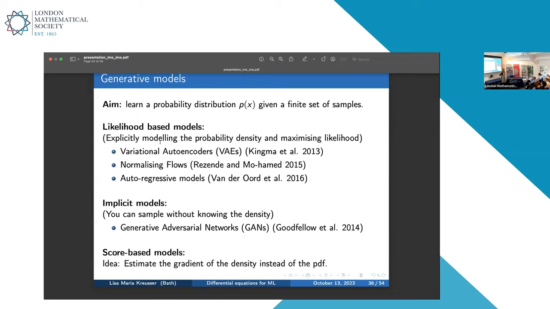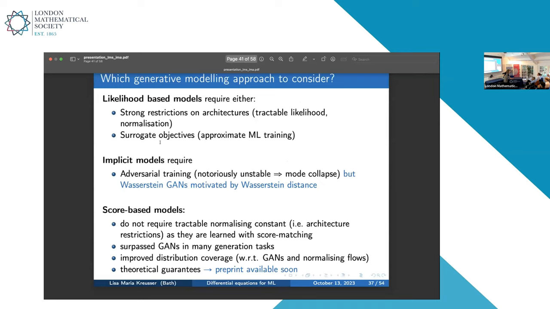Then, on the other hand, implicit models have been suggested, where the idea is that one finds samples without knowing the actual underlying density. And here, generative adversarial networks or GANs have been extremely popular in that field. And more recently, score-based models have also been used, where the idea is that one estimates the gradient of the density rather than the probability density function itself. And so with all these different types of generative models, the question arises, which one should one actually consider?